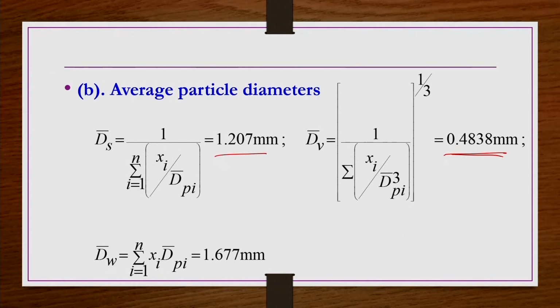0.4838 mm. And then for the mass mean diameter, for each row you get x_i multiplied by d_pi bar, do that for all the rows and add them together, you get 1.677 mm. Now you can see all 3 numbers are very much different from each other, not even close to each other.